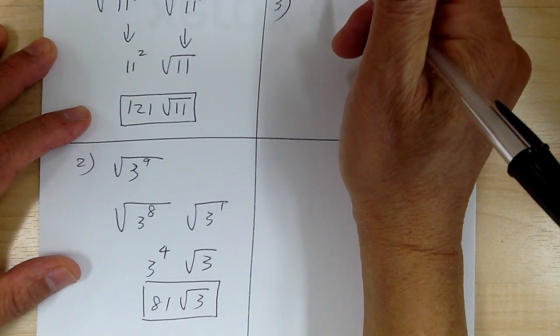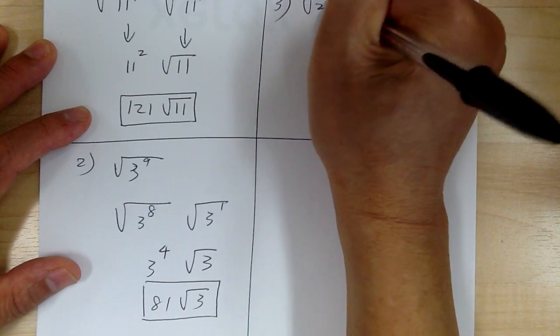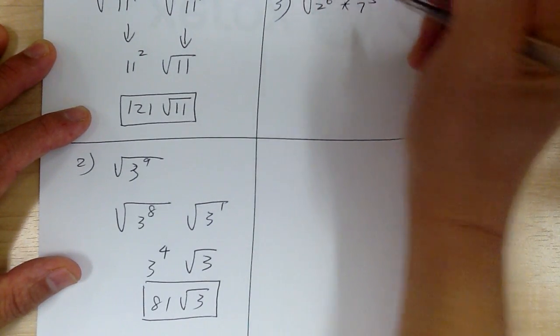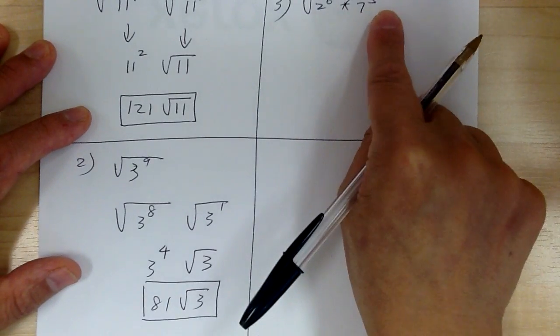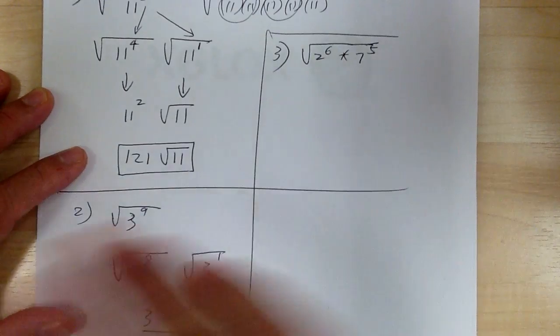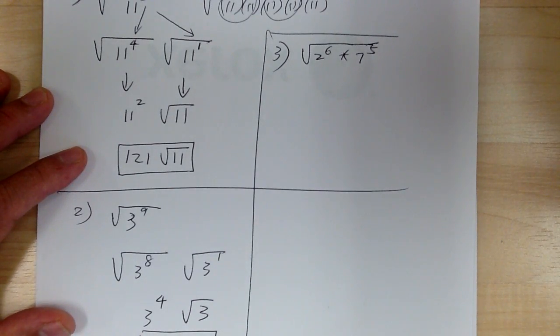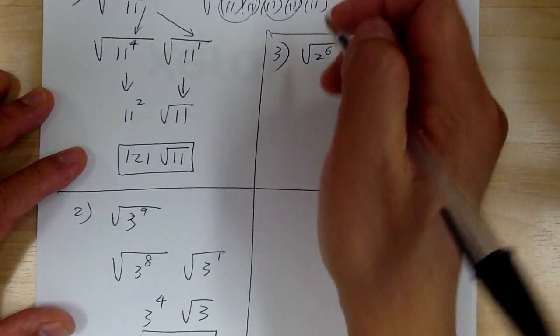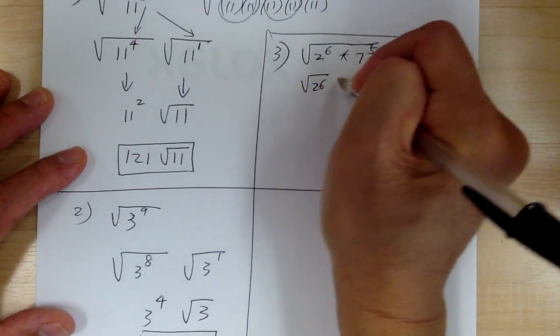So number 3, you have 2 to the 6 and 7 to the 5. So this is kind of nice, but this is not. So again, what you want to do is break it down. Don't do too many steps at a time. Do one step at a time. So first, you want to break it down into a good part and a junk part. So this one is good, so leave it alone.